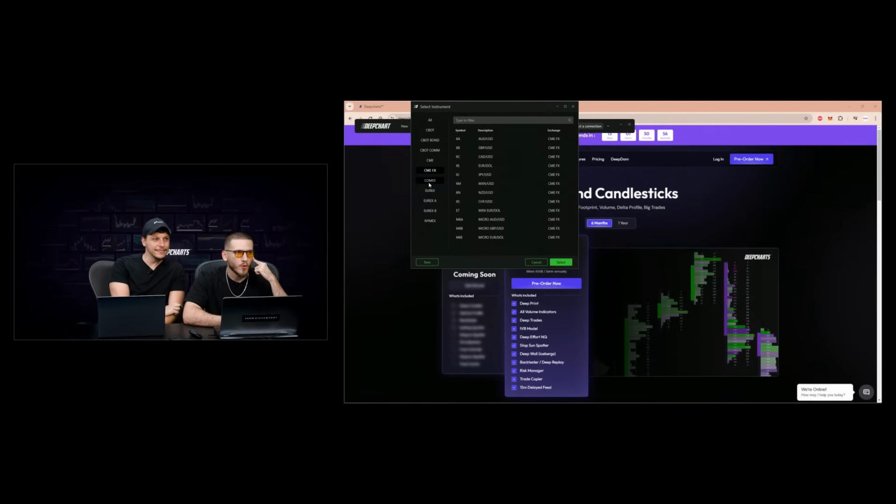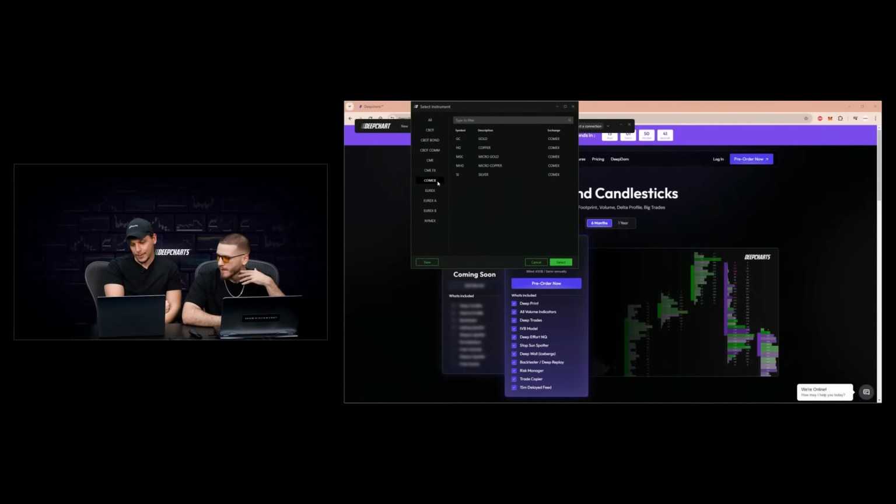We have the CME Forex. So these are the Forex pairs that are available, even though, of course, futures order flow is a very small part of the global Forex order flow. Most of the order flow in Forex is in the spot market. So you see the question.